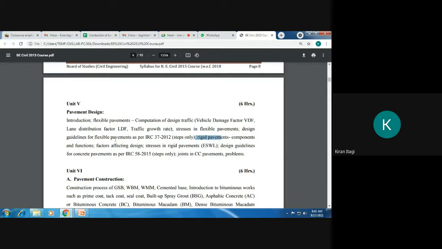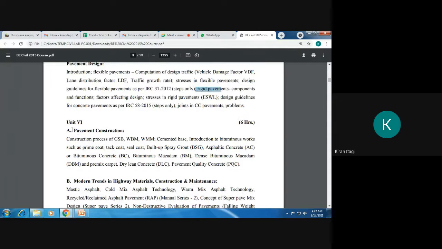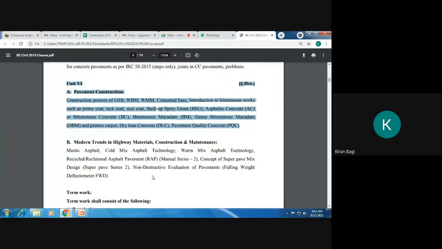For example, while designing a beam, you have to determine the thickness, width and length of the beam. For a slab, you will determine the thickness of the slab. Similarly, here also the road will have n number of layers. With respect to the vehicle load acting on the road, we will design the pavement. Next, after knowing all that, how to construct a road is included in the last unit, that is the sixth unit.